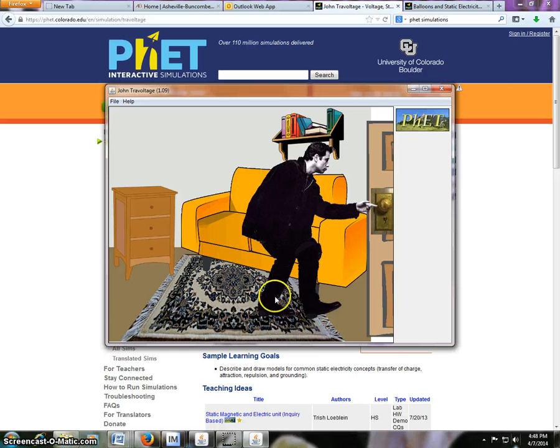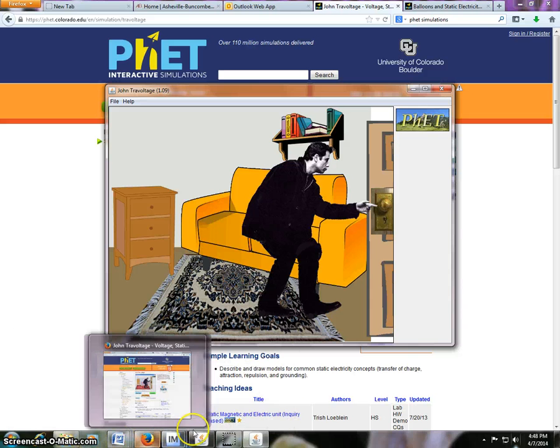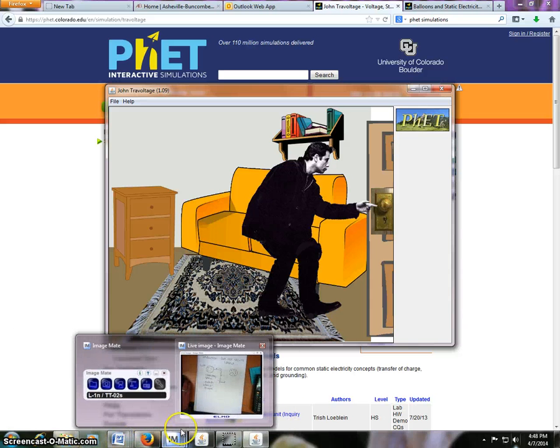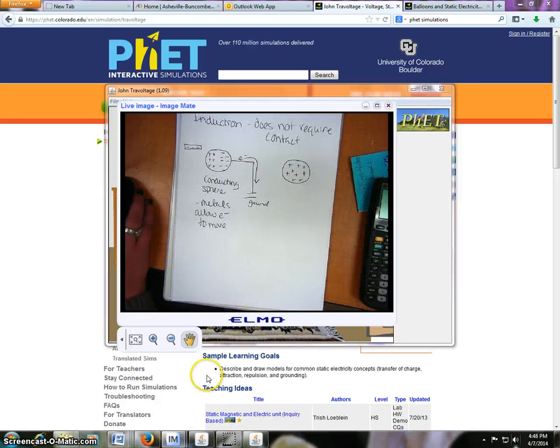So these are all different examples of how we actually make objects charged. In the next video I'll talk about how we go about calculating the amount of charge that an object has as a result of electrons moving.